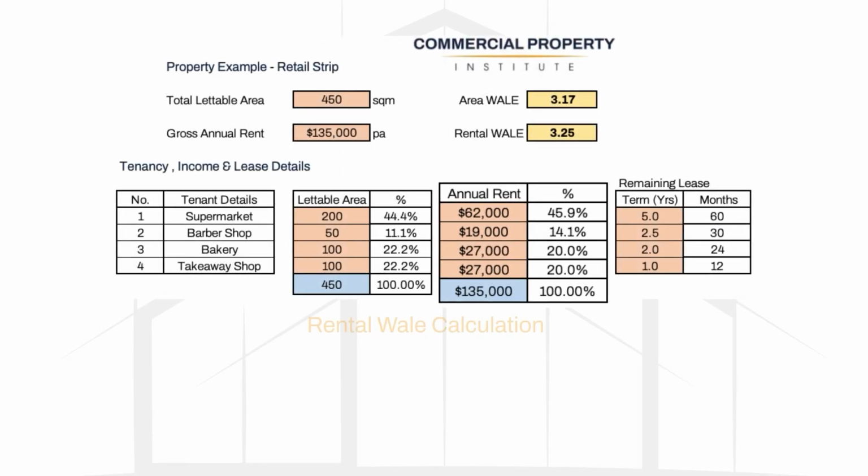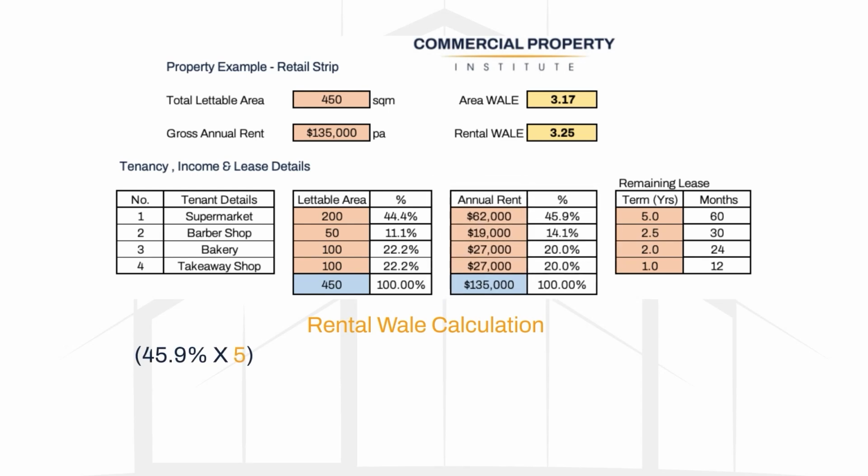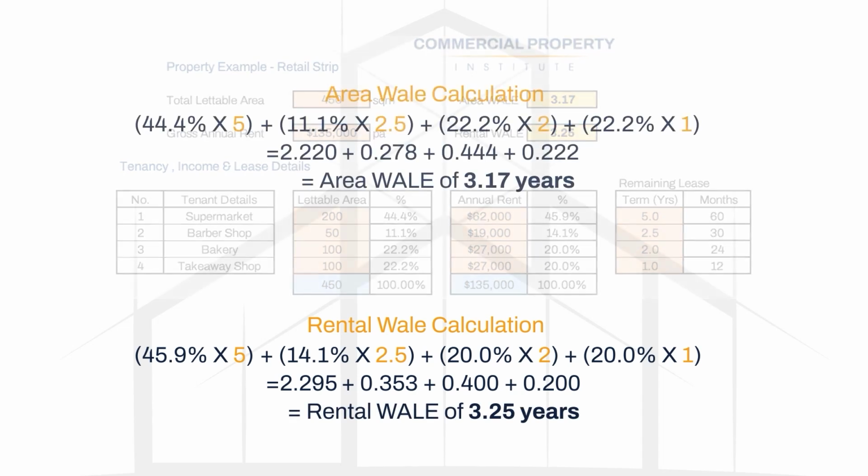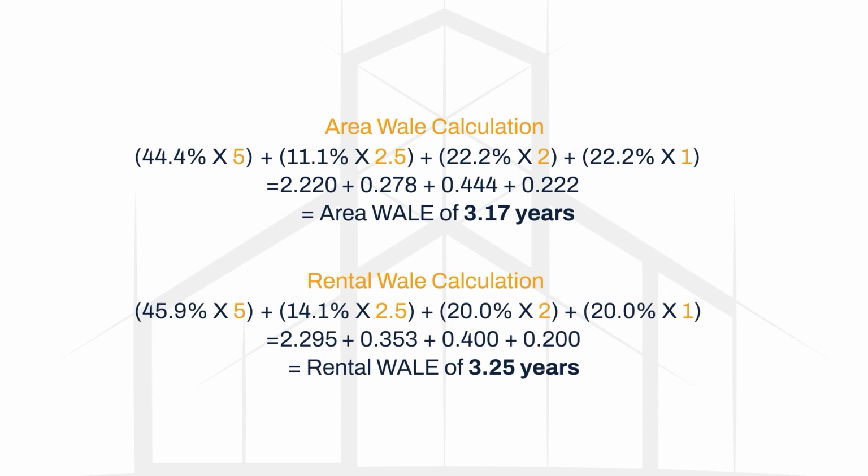Now we can also calculate the rental WALE. The tenant's income is weighted against the combined income of the property. This is very similar and is calculated by multiplying each tenant's percentage of rent by the remaining lease term and adding the figures together. So for tenant 1, we would multiply the 45.9% of the annual rent, or 0.459, by the remaining 5 years on the lease, and we get 2.295. When we do this for all 4 tenancies and add them together, we get a rental WALE of 3.25 years. With area and rent WALE at more than 3 years, this is a strong investment for its size and location.